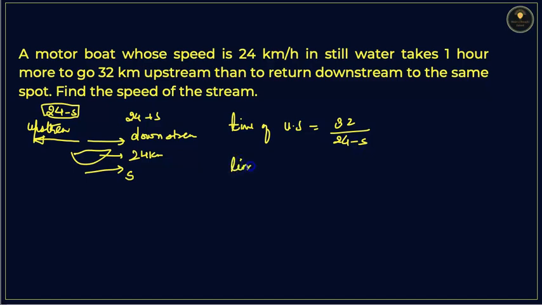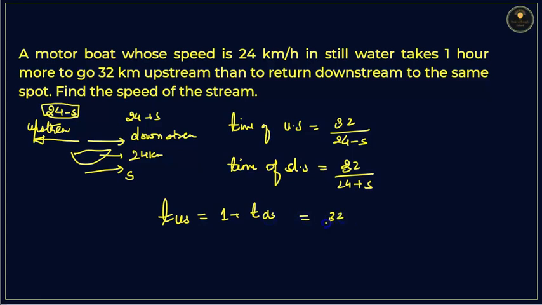Now if I want to write the value of time of downstream, that can be written as 32 upon 24 plus s. Since 24 minus s will always be smaller, like a speed is always smaller, which means time taken is larger. So time taken in upstream, TUS, is equal to 1 plus T, the time taken by downstream. So you will write 32 upon 24 plus s plus 1, which is equal to 32 upon 24 minus s. And you will write it like this.